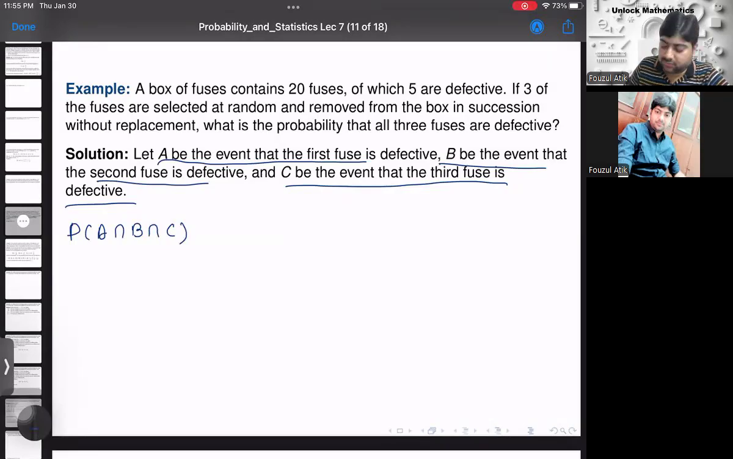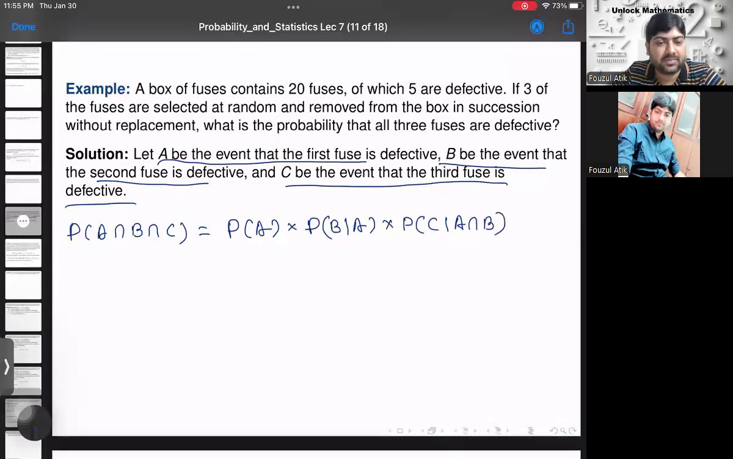Now you know the multiplication rule formula. Apply that. It is P of A into P of B given A into P of C given A intersection B. This is a very easy problem. Now what is P of A? You have 20 fuses in the box. You will be selecting one among them and it should be defective, where in the box there are only 5 defective pieces. So what is the probability that in the first attempt you will get a defective piece? Yes, it is 5 by 20.